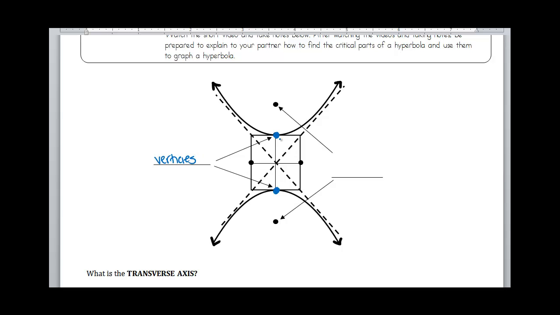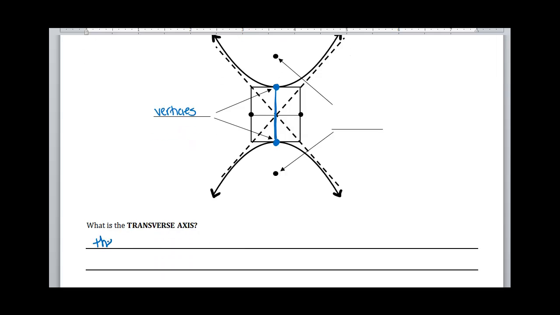The vertices in a hyperbola also connect what we call the transverse axis. It is important to note that the transverse axis does not have to be the longest axis, and therefore a squared will not always be the largest denominator.